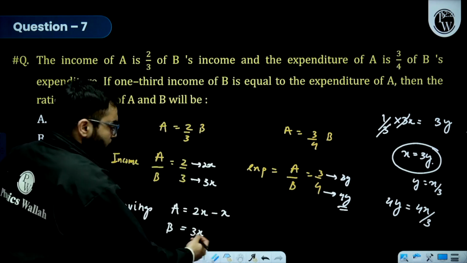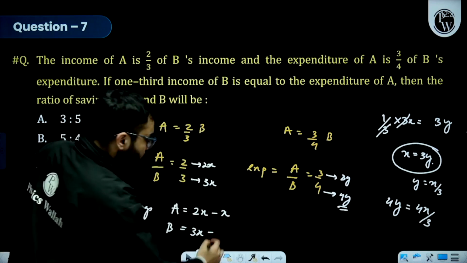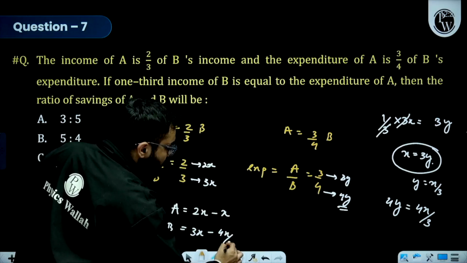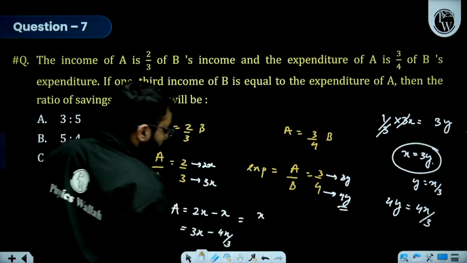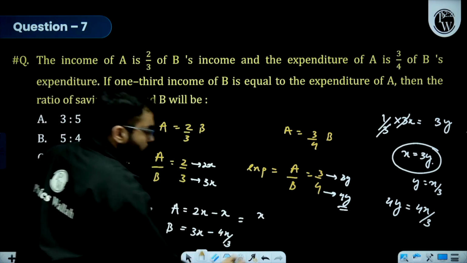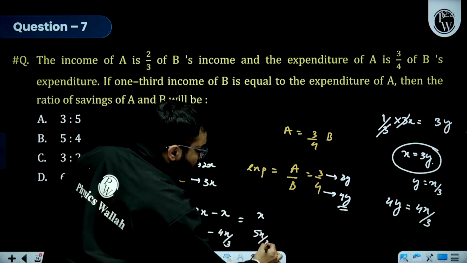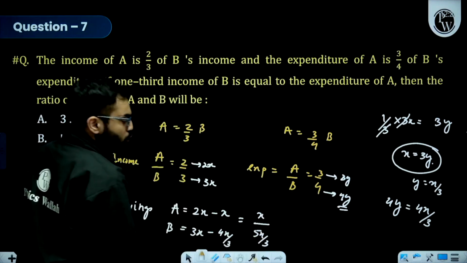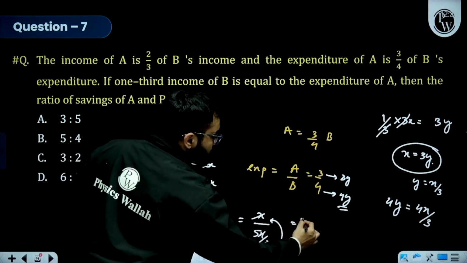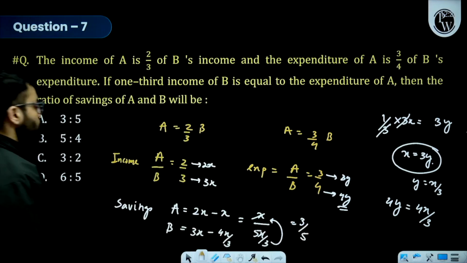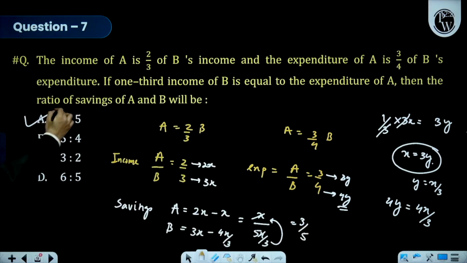So we'll have to subtract this over here. It will become 3x minus 4x upon 3. Simplifying it further, this becomes x and this becomes 9x minus 4x, that is 5x upon 3. And if we take the ratio of these two values, the x's get cancelled out, this 3 jumps over here and this becomes 3 by 5. So the ratio is coming out to be 3:5, that is option A, and this is how you could have solved it. Let us move on to the next problem.